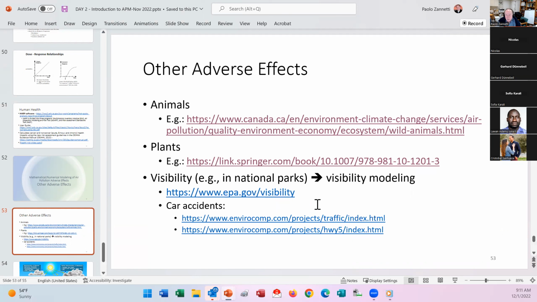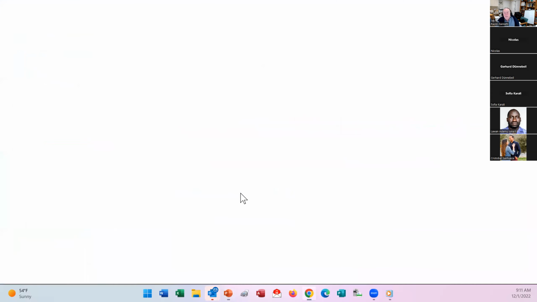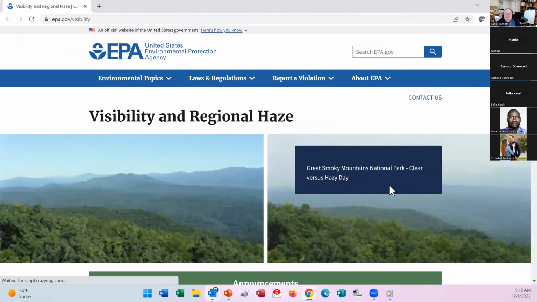Other countries are not that concerned. They are more concerned about human health effects. But in the States, visibility has been a big issue. In fact, there is an entire visibility section in the EPA website, visibility and regional haze. One of the reasons is that in the United States, one of the main beauties of the United States are the national parks.